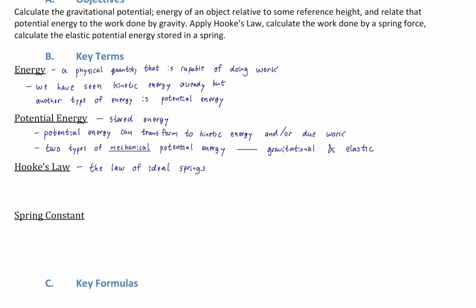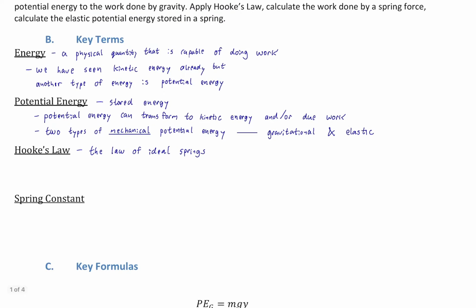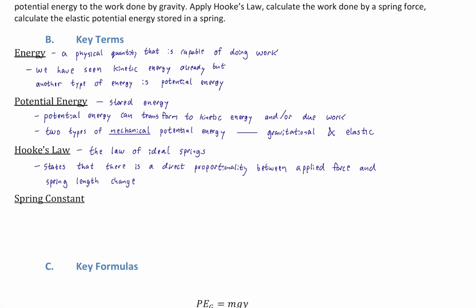Now, since we're going to be talking about elastic potential energy, that means we're going to be talking about springs, which means we need to define something called Hooke's law, which is the law of ideal springs. When you see that word ideal, you basically read that as perfect springs where they're massless, they don't lose any energy to heat, for example, they work perfectly. So those are ideal springs, and Hooke's law applies to them. It states that there is a direct proportionality between applied force to that spring and the spring length change. So, you double the force, you double the change in length of that spring. That's what it's saying, a direct proportionality.